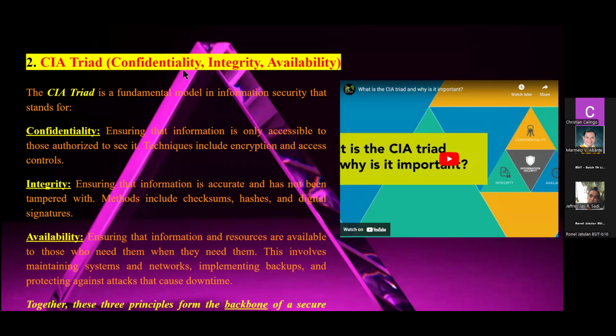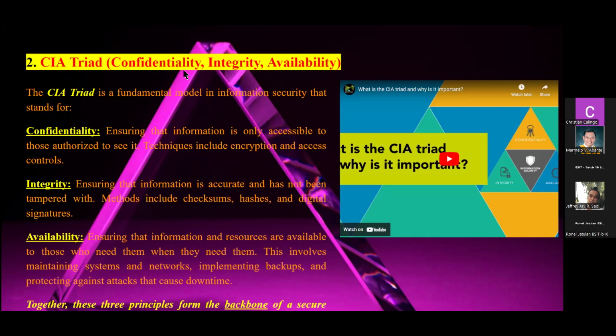Confidentiality, ensuring that information is only accessible to those authorized to see it. Techniques include encryption and access controls. Integrity, ensuring that information is accurate and has not been tampered with. Methods include checksums, hashes, and digital signatures.